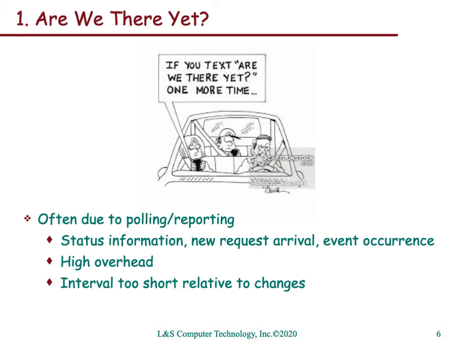Are we there yet? We've all heard this phrase too many times. In cyber-physical systems, it's often due to polling, as in the washer example. You also find it when logging, during or after the completion of things like commands, events, status, information for audit trails, and so forth. The problem occurs when there's high overhead for polling and the interval's too short. For example, polling once per second for the washer when it's not due to start for hours.